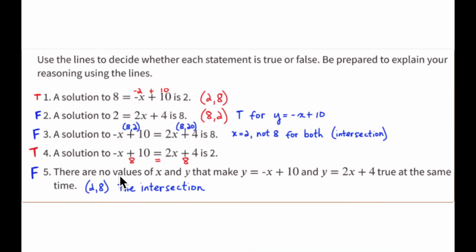And finally, there are no values of x and y that make these two equations true at the same time. And we know that's false. There is a point that makes those equations true at the same time, and that's the point of intersection, 2, 8.